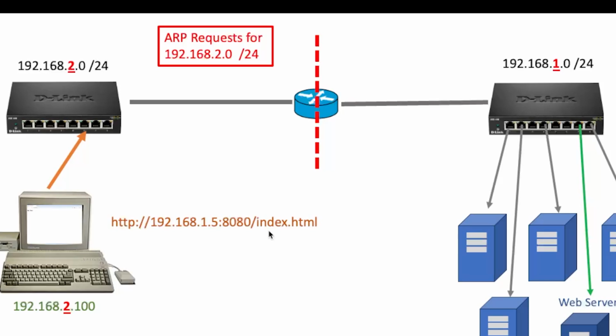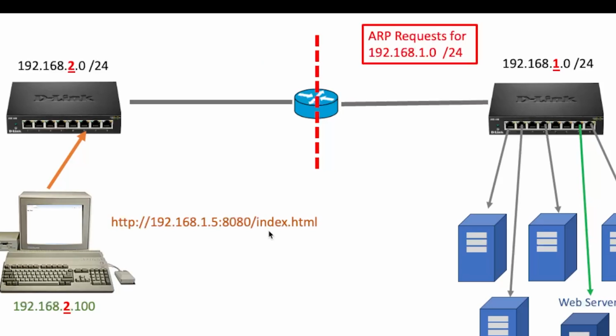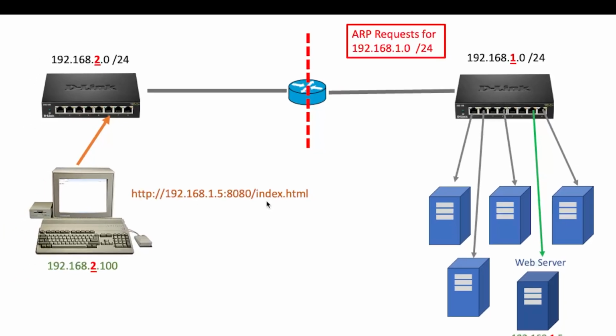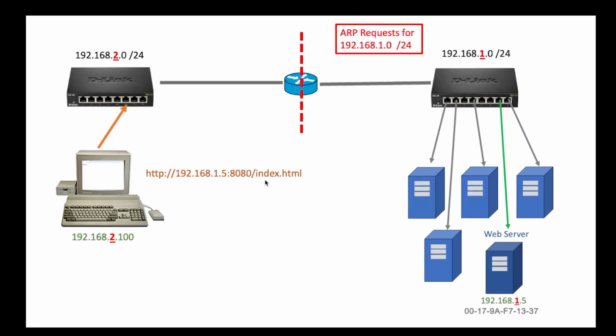And just to make it clear, on the left-hand side of the router, only ARP requests from the 192.168.2.0 network can be sent. And on the right-hand side, only ARP requests from the .1 network are allowed. So how can we reach the web server if we can't even figure out its MAC address? To find out, let's take a closer look at the router.